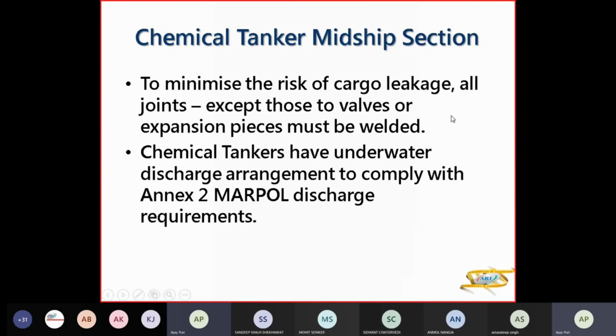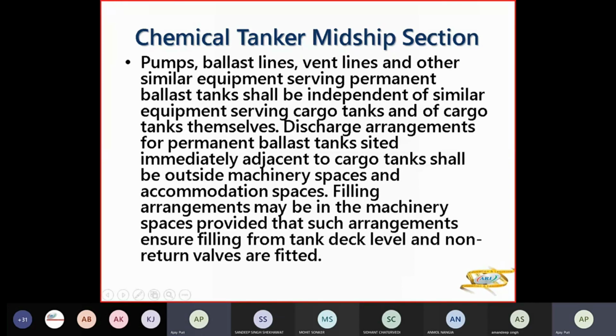Now your risk of cargo leakage is there, so your joints, except those of valves, have expansion joints, and they are supposed to have underwater discharge to meet the Annex 2 requirements. Pumps, ballast lines, vent lines and other similar equipment serving permanent ballast tanks have to be independent of similar equipment serving cargo tanks and the cargo tanks themselves.